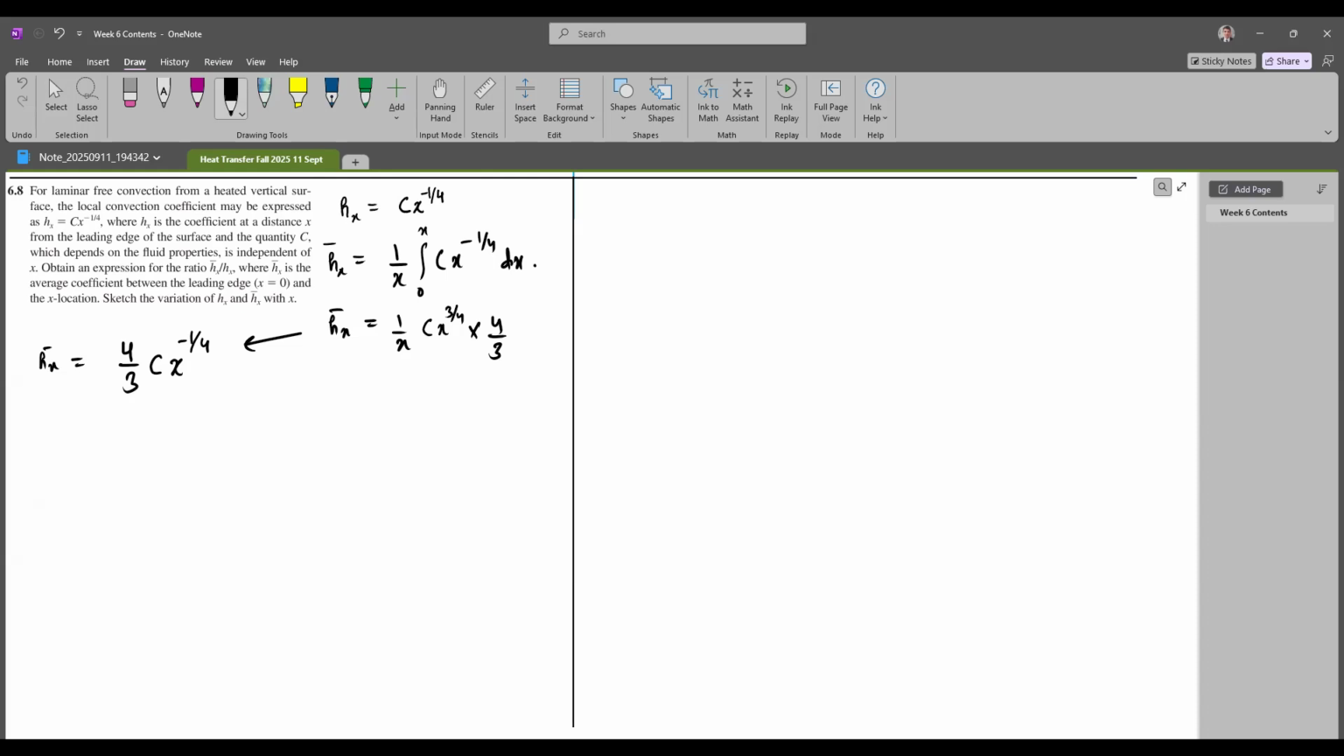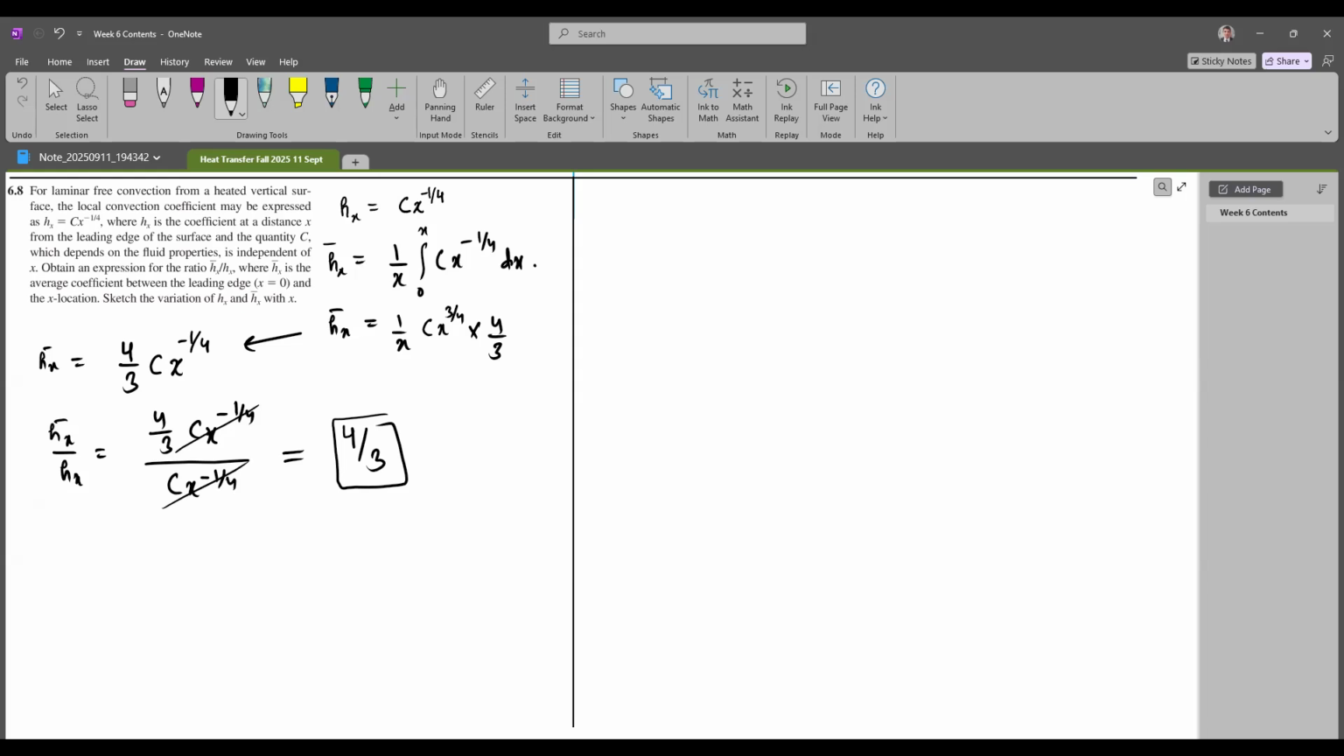We have to calculate the ratio of hx bar to hx. So hx bar over hx would be 4 over 3 C x raised to the power minus 1 over 4, over C times x raised to the power minus 1 over 4. So I think these terms cancel out. We get 4 over 3 as the ratio we have been asked to calculate.